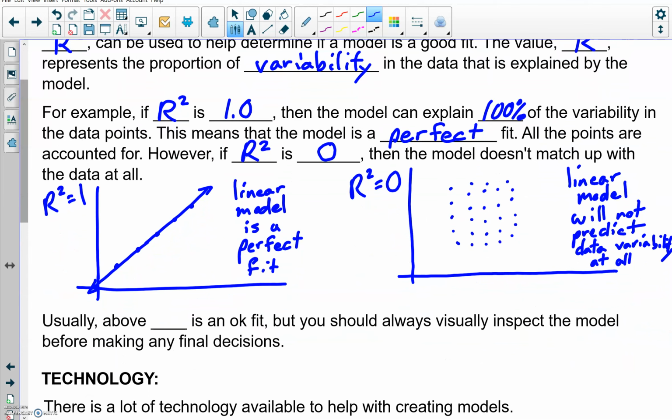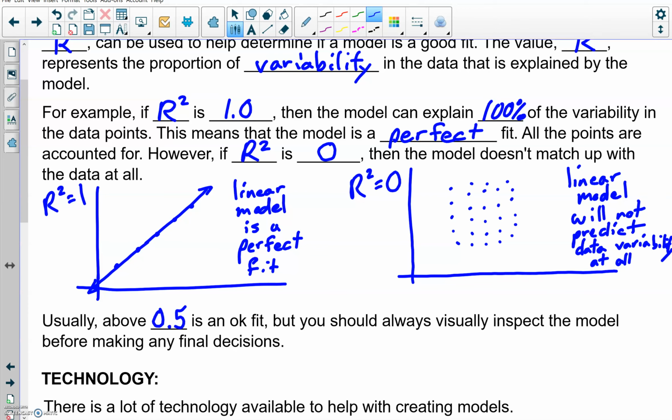So usually, if you're asking, well, what's good? 1 is perfect, 0 is terrible. What's a good r squared? How do I know if this is an okay fit? So usually r squared above 0.5 is an okay fit. You should always visually inspect the model's graph, though, before making any final decisions. And what you're going to do in this class is, maybe if you're unsure, try a couple of models and compare the r squareds. The higher the r squared, usually the better the model is for predicting the variability, and it should fit the data better.